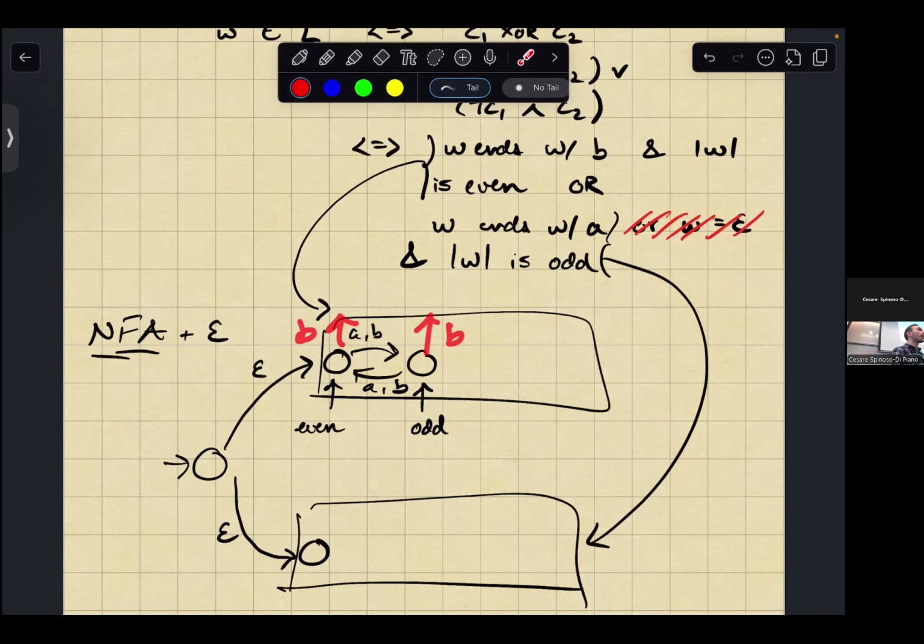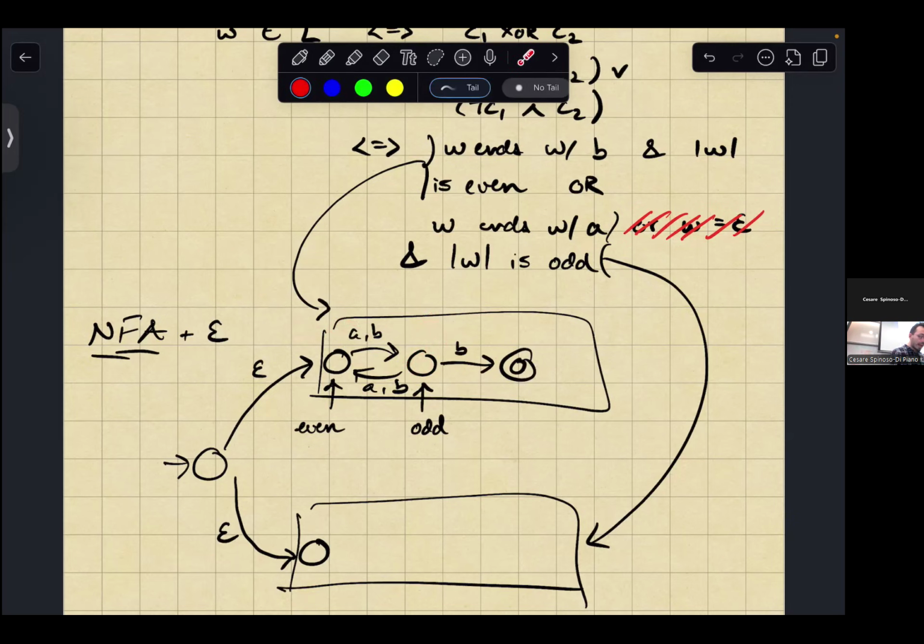From the odds, right? Why the odd? Because I have an odd number of letters so far, plus the B, odd plus 1 is even, right? Which is what I want. Nice, thank you very much. Excellent, so that means that I exit from the odd, and then I accept, right?